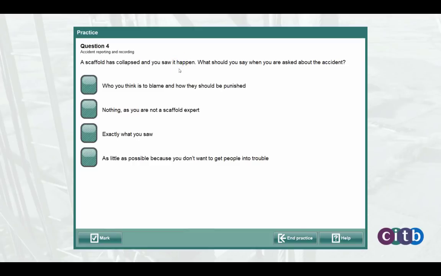A scaffold has collapsed and you saw it happen. What should you say when you're asked about the accident? Who you think is to blame and how they should be punished? Nothing, as you are not a scaffold expert. Exactly what you saw. As little as possible, because you don't want to get people into trouble.